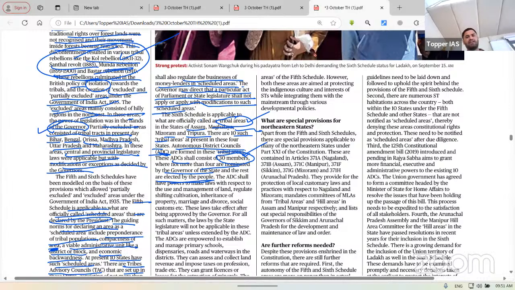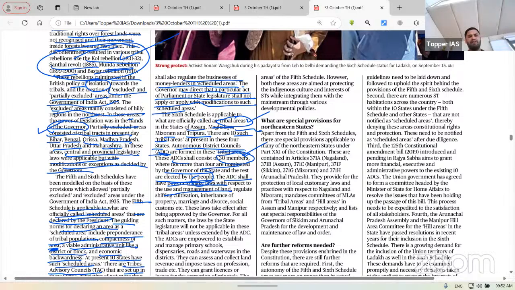Okay, so next, continue. ADC shall have powers to make laws. Now they have power to make laws. Now compare the Tribes Advisory Council and the Autonomous District Council. What is the difference? Tribes Advisory Council was like an advisory body, but here the Autonomous District Council can make laws, right? They can make laws with respect to use and management of land.